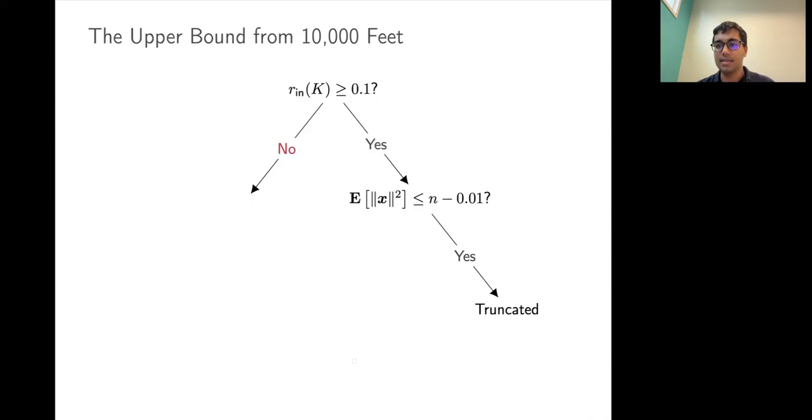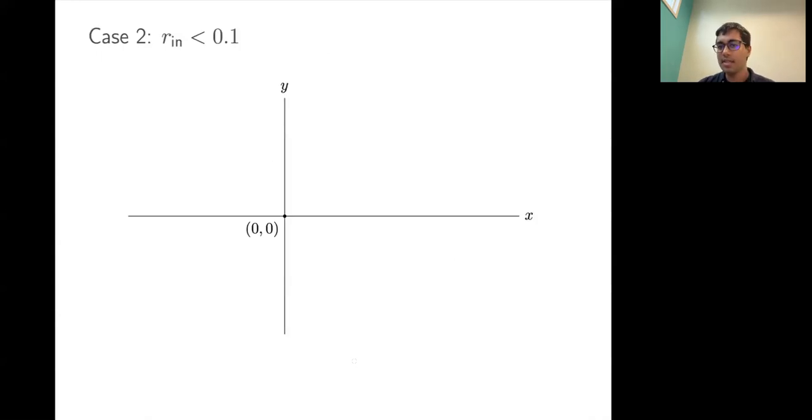So let's consider the other case when the set K does not contain a ball of radius 0.1. If it doesn't contain a ball of radius 0.1, this means that there exists some point at distance 0.1 which is not in the set K. And there are going to be two subcases. Let's say that the point it doesn't contain is the point on the x-axis given by (0.1, 0). And just by the separating hyperplane theorem, you know that there's some hyperplane that separates this point from the set K, right?